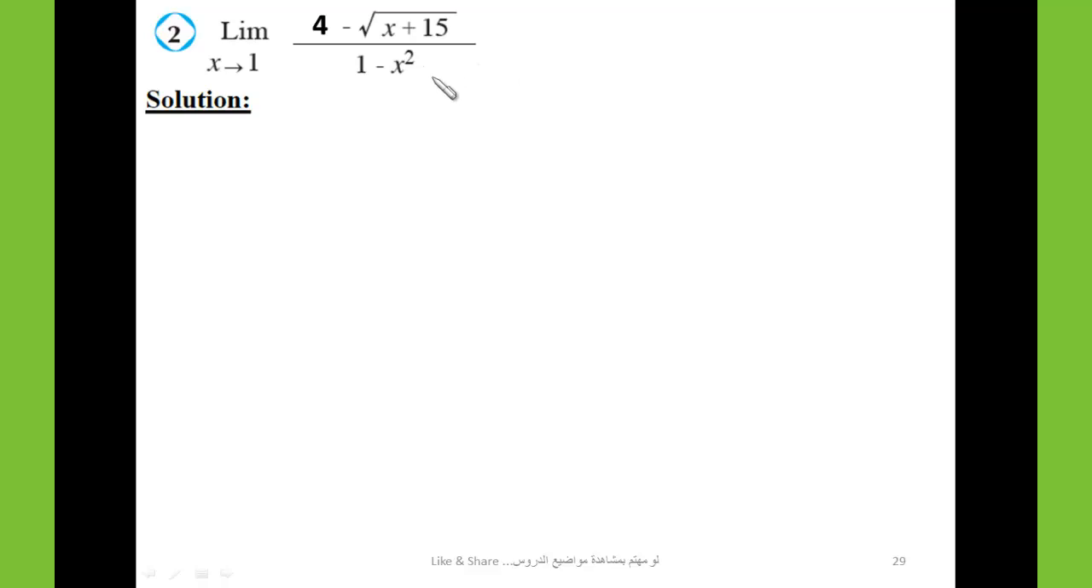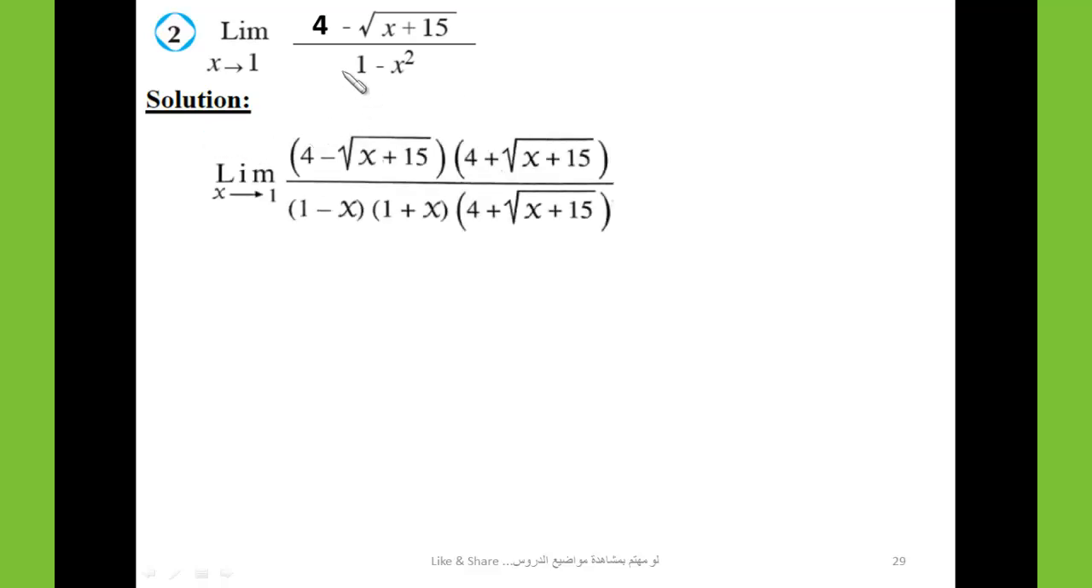So to solve this limit, we multiply up and down by the conjugate of the numerator. What is the conjugate of the numerator? The numerator is 4 minus root x plus 15. So its conjugate equals 4 plus root x plus 15. So multiplying up and down by 4 plus root x plus 15.